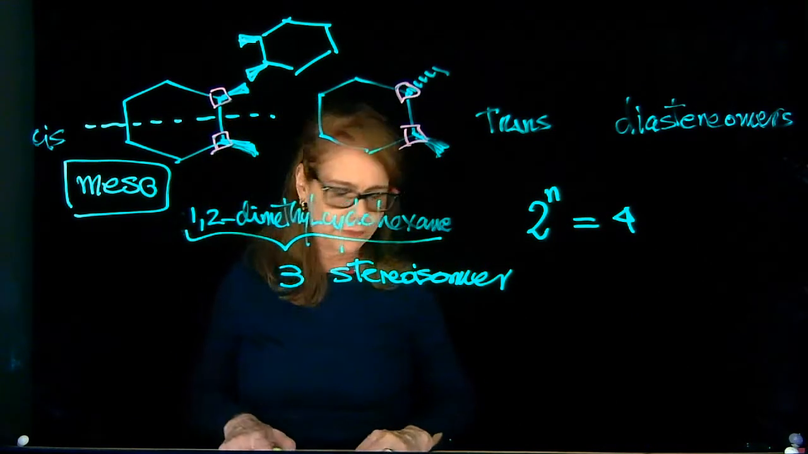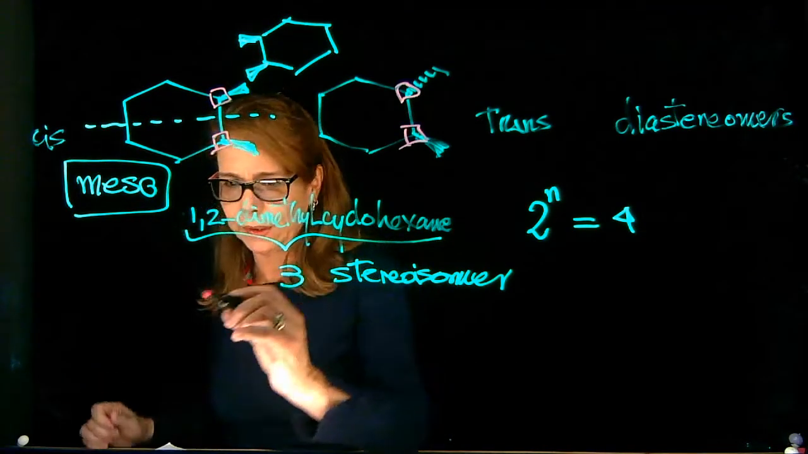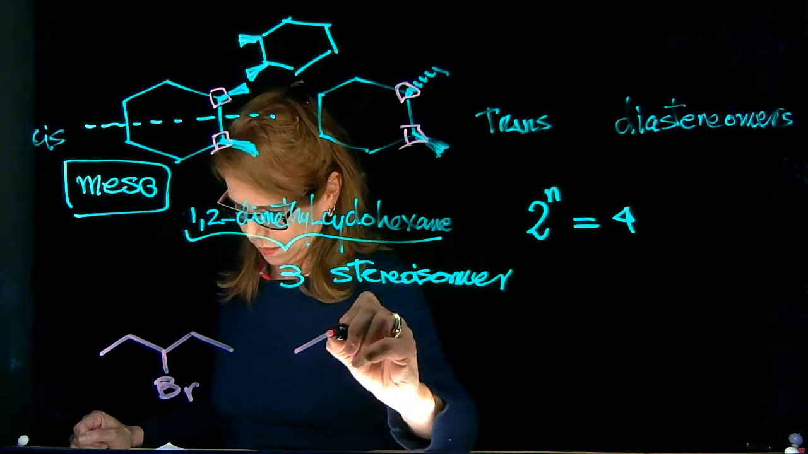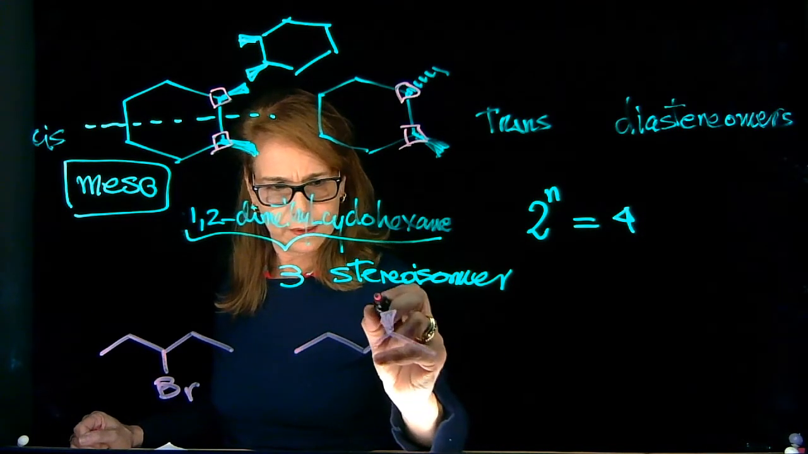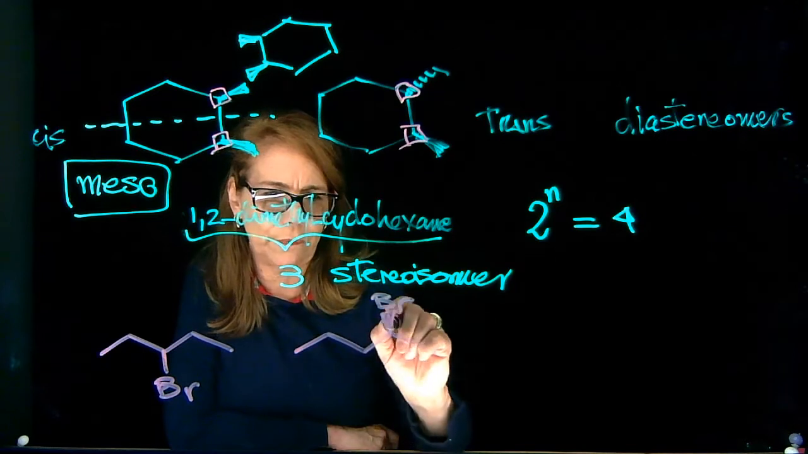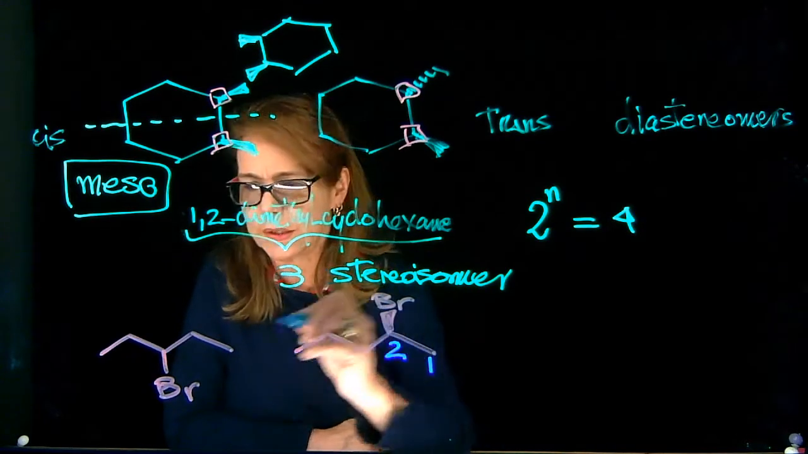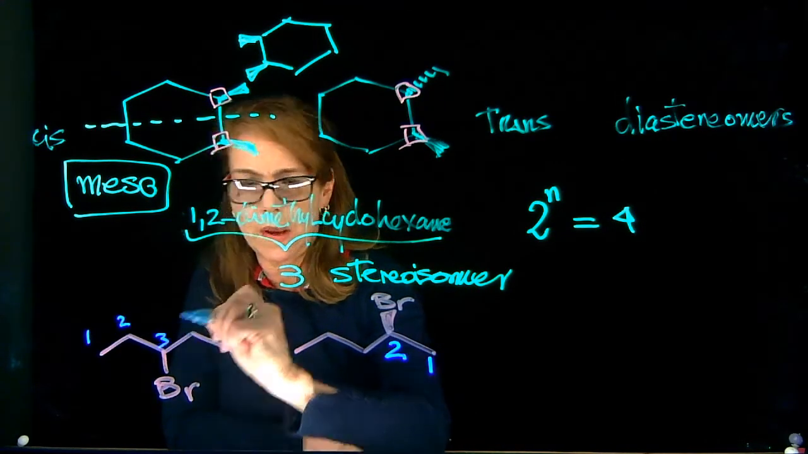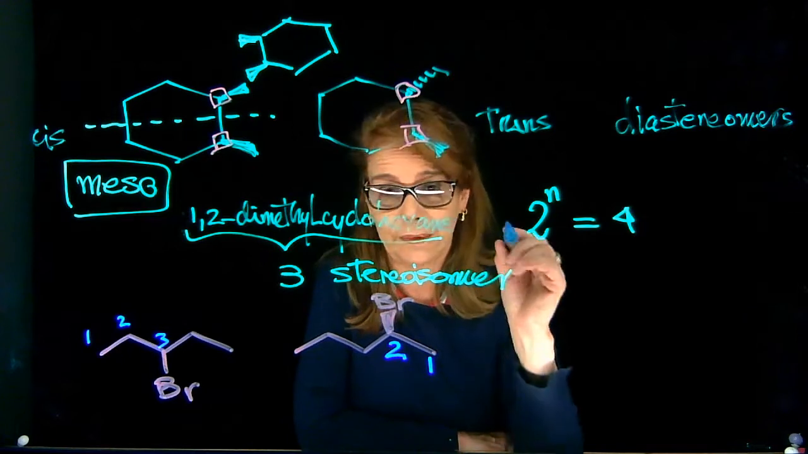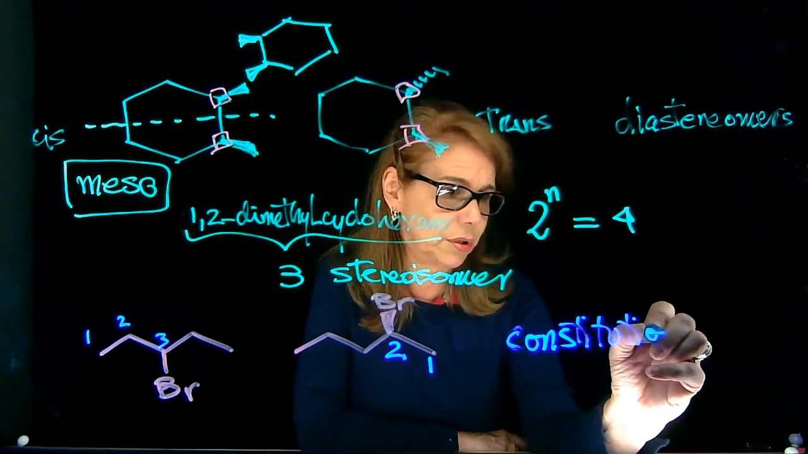Okay, now let's do one more example. This molecule has a bromine here, and this one has a bromine here. First, we have 1, 2, 3, 4, 5 carbons, and 1, 2, 3, 4, 5 carbons. But I notice here that the bromine is on carbon 2, and this is on carbon 3. So even though they share the same molecular formula, they are connected differently, so they are not stereoisomers, they are constitutional isomers.